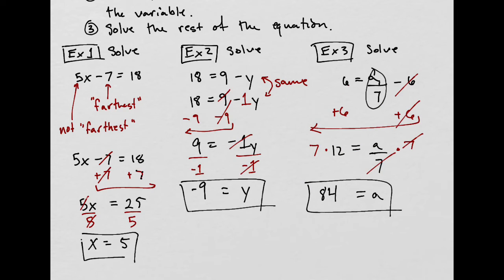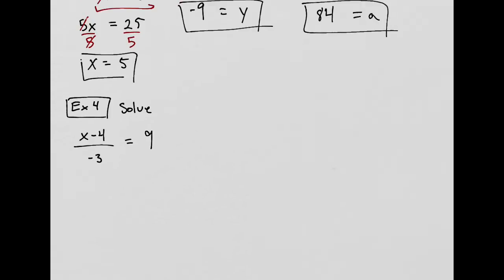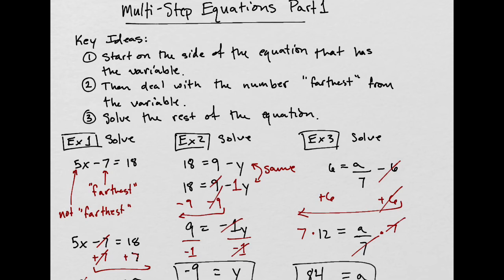All right, let's do example 4. So the reason I'm showing this example, again, is to point out which one is farthest and which one is not farthest. So let's look at our steps real quick. Start on the side of the equation that has the variable. That would be this side. So on the left side this time.